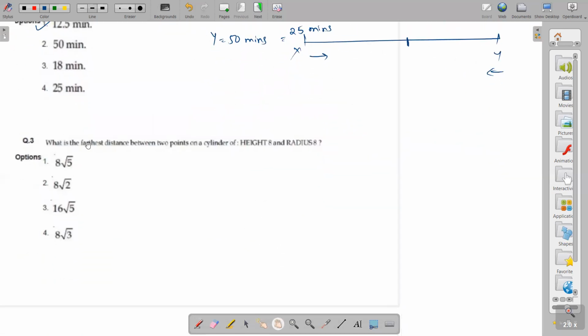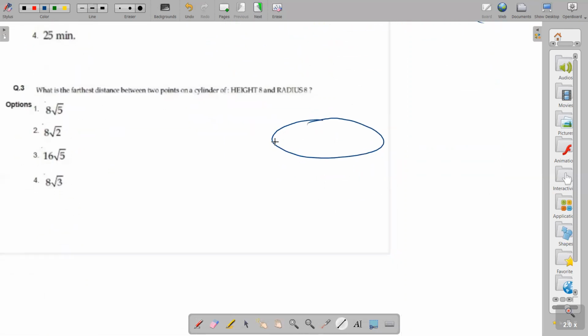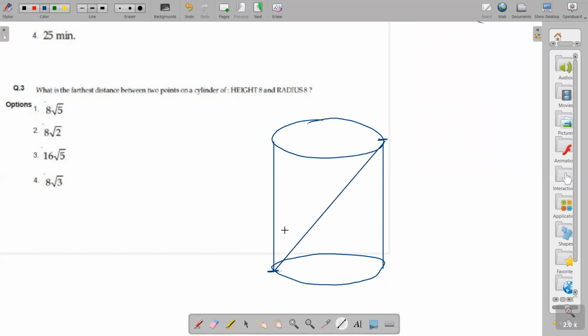Next question. What is the farthest distance between two points on a cylinder? So there is a cylinder. Let me make a cylinder first. And we have to find the farthest two points. So this point and this point, diagonally opposite points. Not exactly diagonally opposite, I don't know what it is called, but anyway.